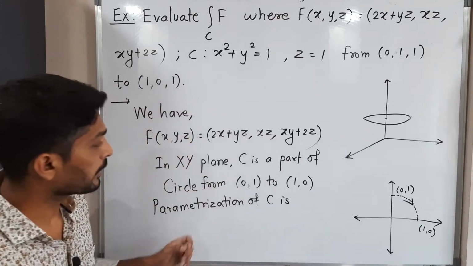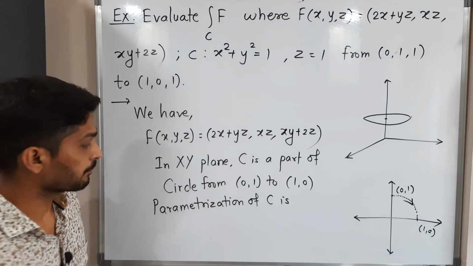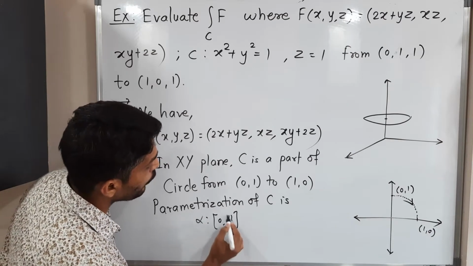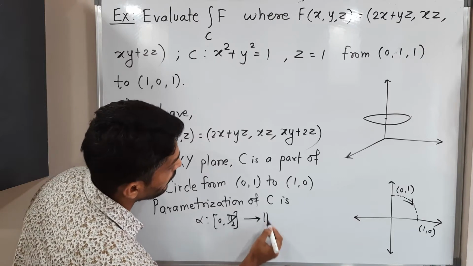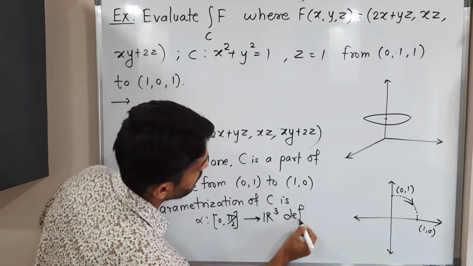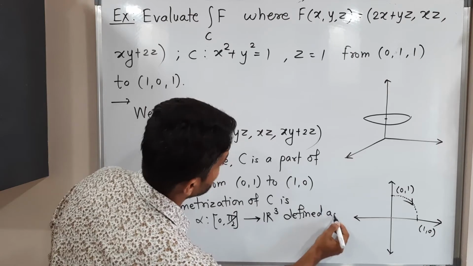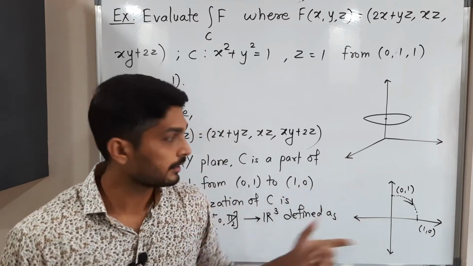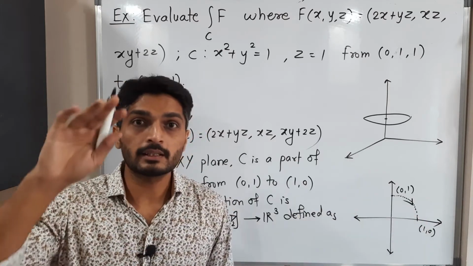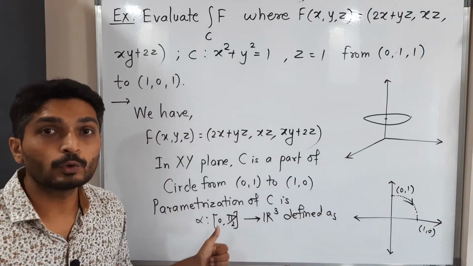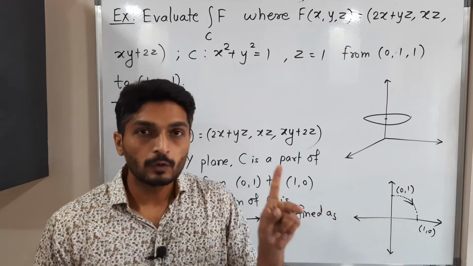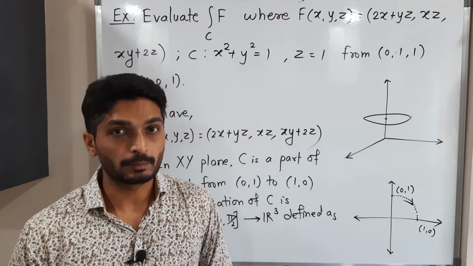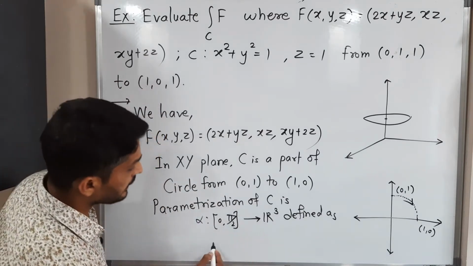So we can easily guess the parameterization. So see, here we are going to consider a parameterization of C, which is defined as alpha from the closed interval [0, pi by 2] to R3. Okay, what I'm mentioning, 0 to pi by 2, since we have to cover only 90 degrees. Getting? So if you want a complete circle, then we define alpha from 0 to 2 pi. But we want just a quarter of that. So that's why I'm considering 0 to pi by 2 only. Okay. Defined as alpha of t.